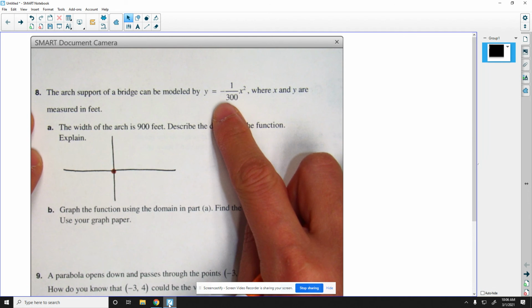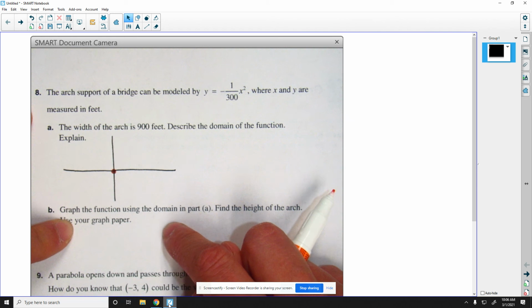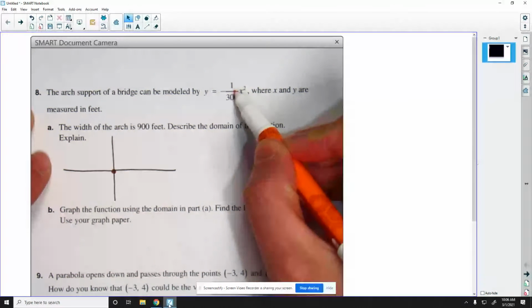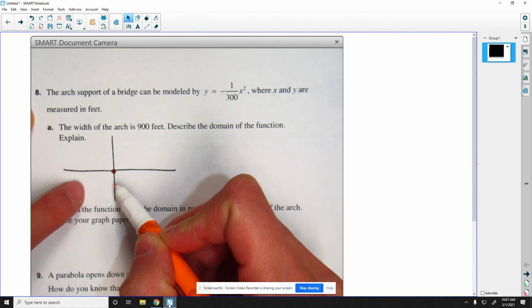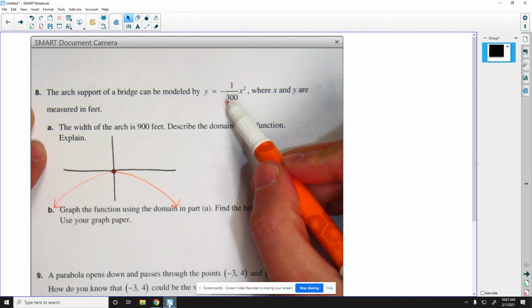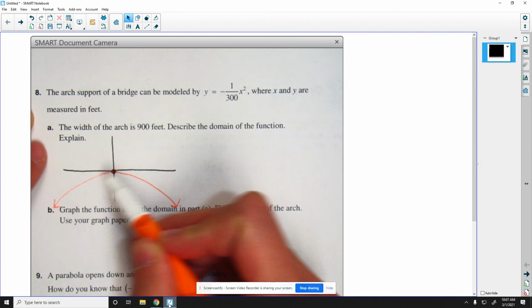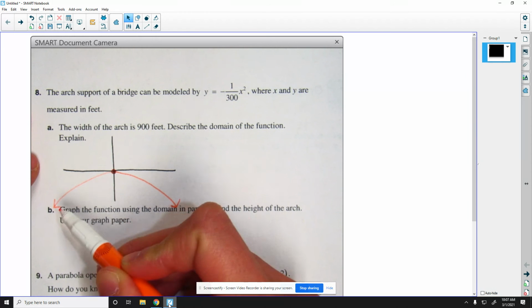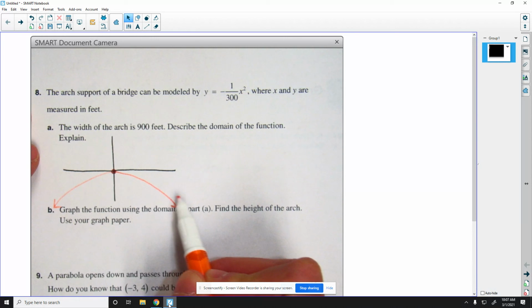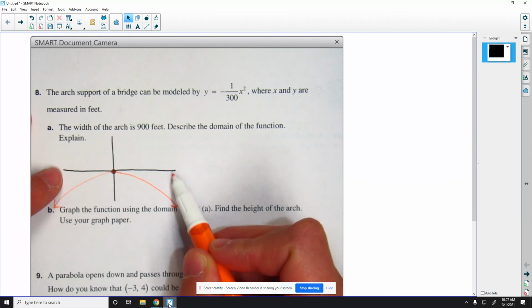Just by looking at this picture, is it going to open up or open down? Down. What tells you that this is going to be down? The negative. So let me just sketch. You're technically going 1/300th of a square, which is tiny, so it's going to be super wide and it's going to go down because it's negative. But it's telling you right now that this is an arch. An arch is like a curve, kind of like the underneath of a bridge, or like the underpass. The width of the arch is 900. So if the entire width is 900 and all of this is symmetrical, how many does it go to the left and how many does it go to the right?